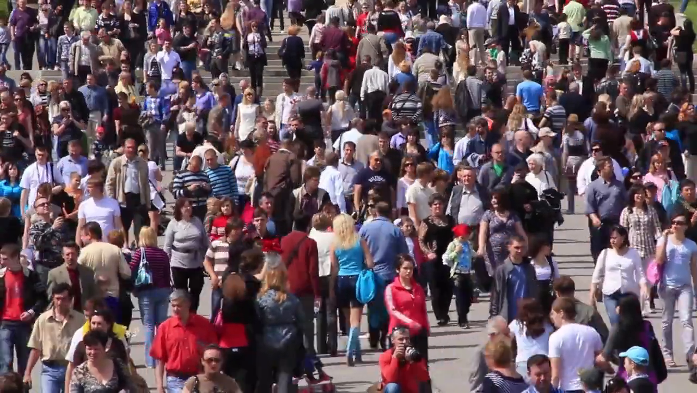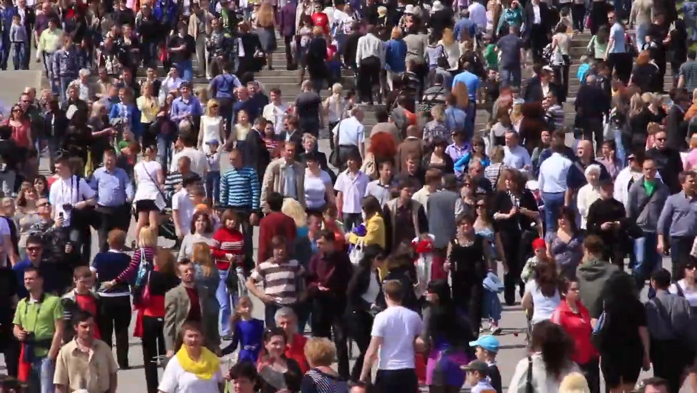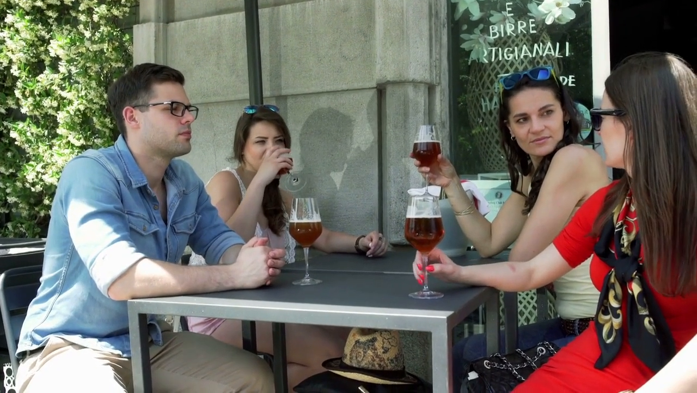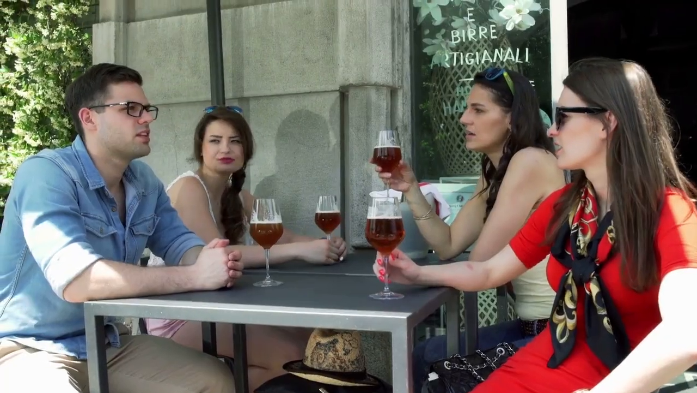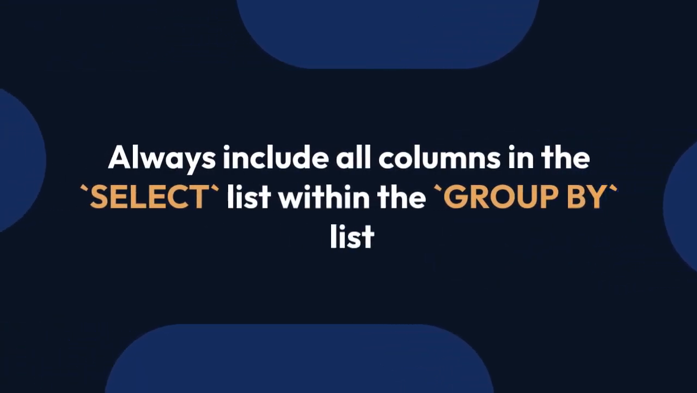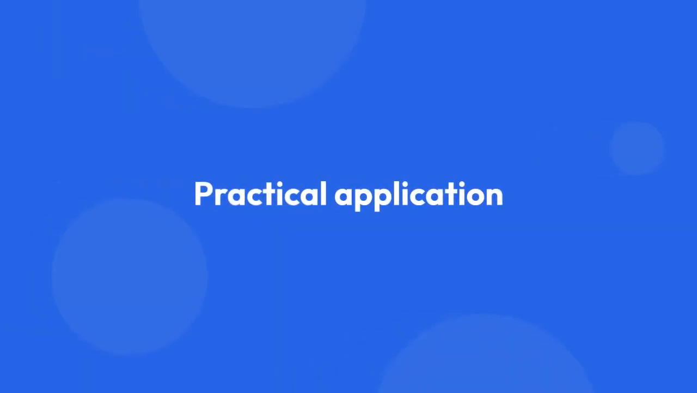But SELECT customer_ID, name FROM customers GROUP BY customer_ID, name would be perfectly valid, producing a result set showing every unique combination of customer ID and name, removing only truly redundant rows. You should always include all columns in the select list within the GROUP BY list unless you are using aggregate functions.